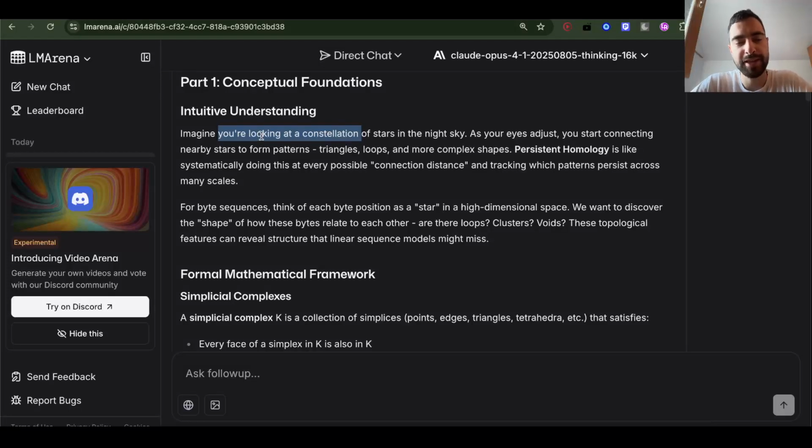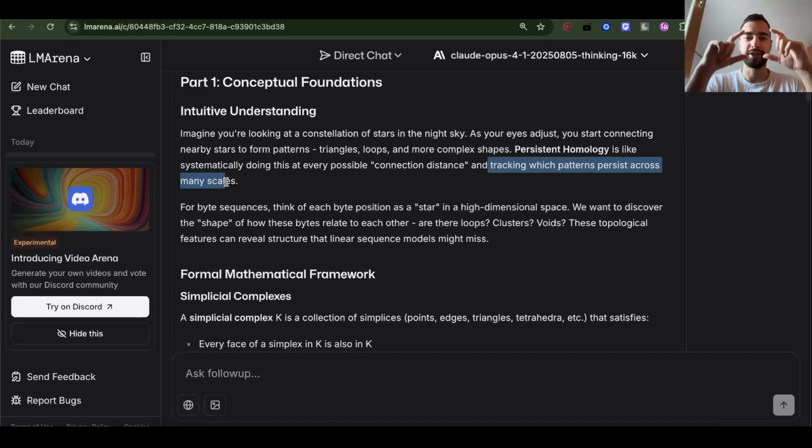Imagine you are looking at a constellation of stars in the night sky. As your eyes adjust, you start connecting nearby stars to form patterns. Triangles, loops, and more complex shapes. Nice, okay, I understand. Persistent homology, which is what the person told me to use to analyze bytes, is like systematically doing this at every possible connection distance and tracking which patterns persist across many scales.